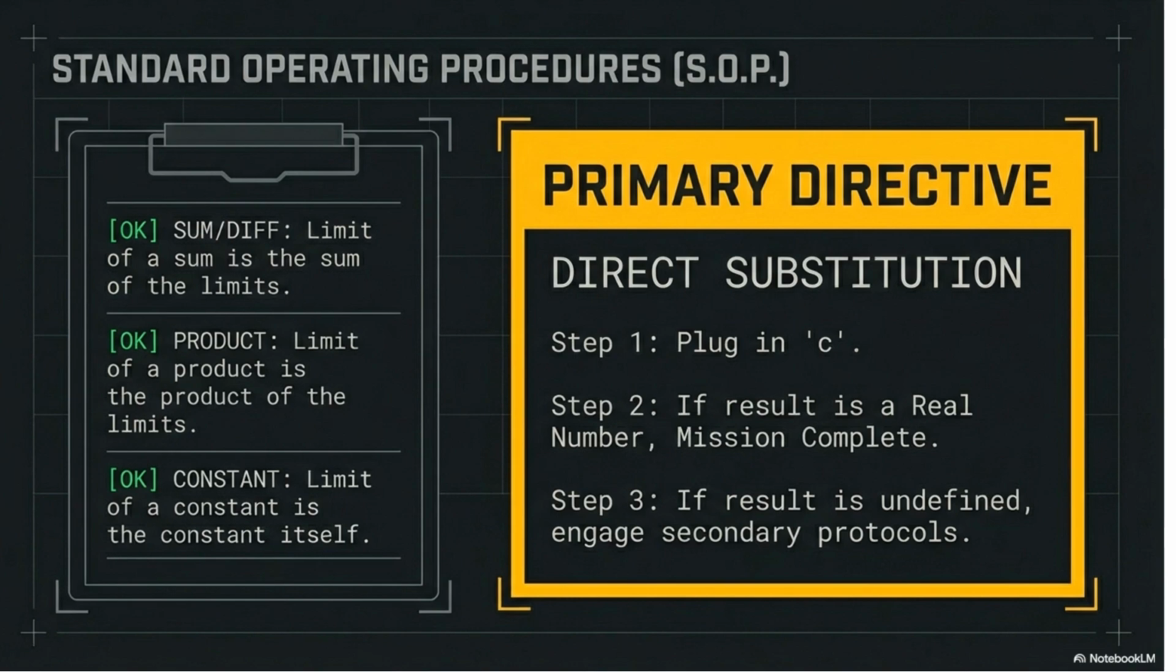Listen up, because these are your standard operating procedures. Your primary directive is always direct substitution, which should always work for a continuous function. Step 1. Plug your c value directly into the function. Step 2. If the result is a real number, mission complete. Step 3. If the result is undefined, your function is not continuous, and you must engage secondary protocols. Remember your operational limits. The limit of a sum is the sum of the limits, the limit of a product is the product of the limits, and the limit of a constant is just that constant itself.